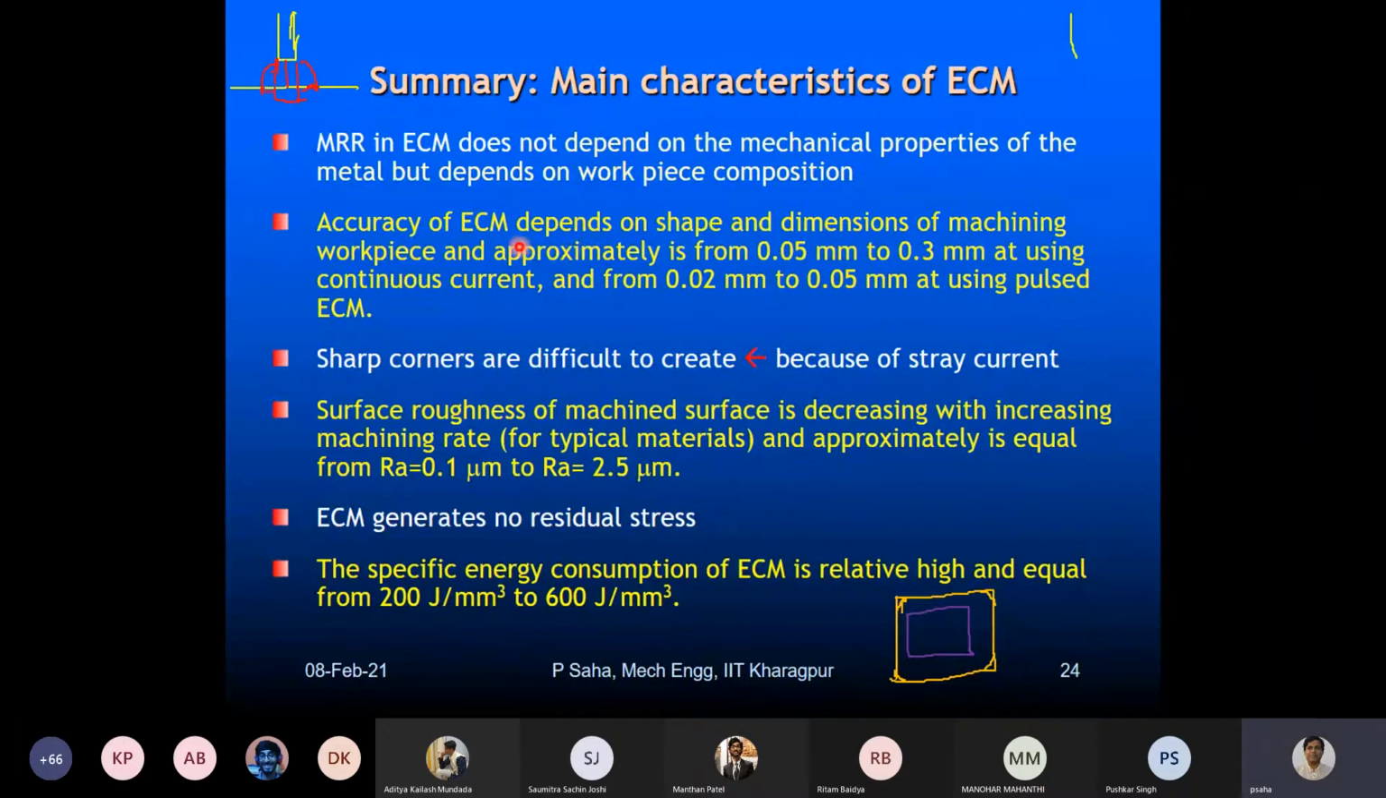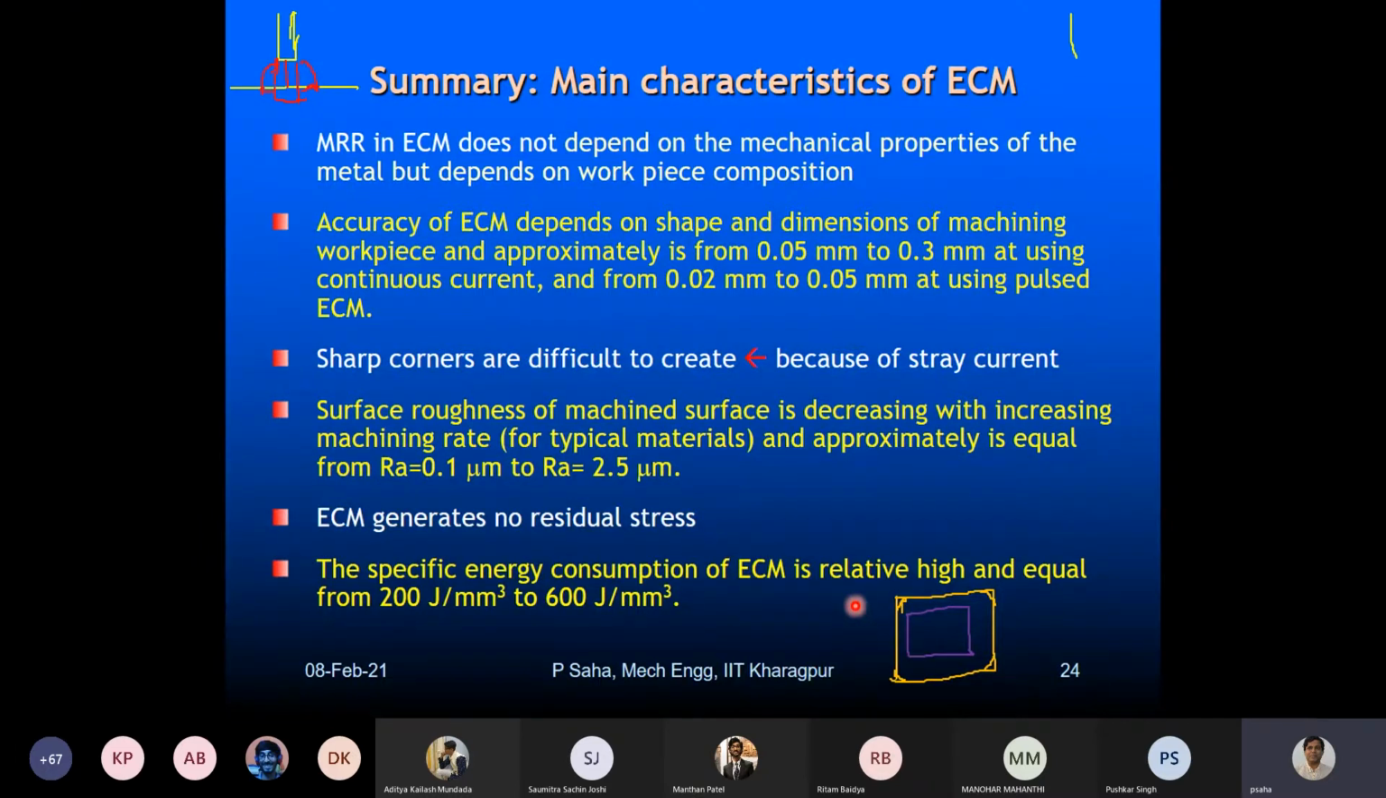Now, the accuracy of ECM depends upon the shape and dimensions of the machined workpiece, and approximately it is between 50 micron to 300 micron. But if you use a pulse power supply, that accuracy improves. And specific energy consumption wise, it will consume relatively higher energy, because you need to spend energy for removing every bit of material, molecule by molecule, so energy requirement wise it is high.